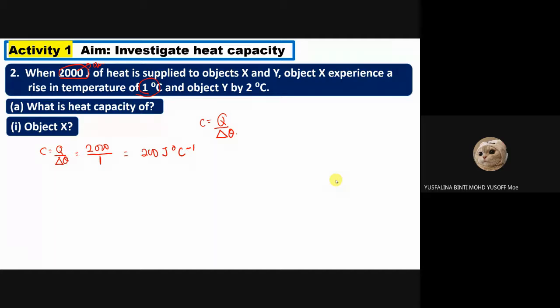So 2000, you divide by the change of temperature. It's already given that it experienced a rise of temperature of 1, so the change of temperature is 1 degree. So you just divide, you will get 2000, sorry. Thank you for reminding me, I forgot to add the unit. So 2000 J degree Celsius negative 1. So how about object Y? Can you calculate for object Y?